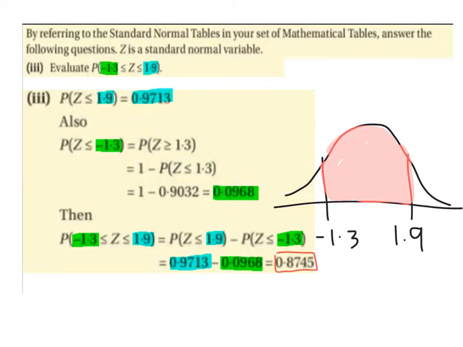So that's the same thing as getting the probability that Z is less than or equal to 1.9. So if we got this entire area less than or equal to 1.9, and then if we got the probability that Z is less than or equal to minus 1.3, which will be this, and if we subtracted this from all of this, we would be left with this, which is what we want. So 0.9713 minus 0.0968 is 0.8745.